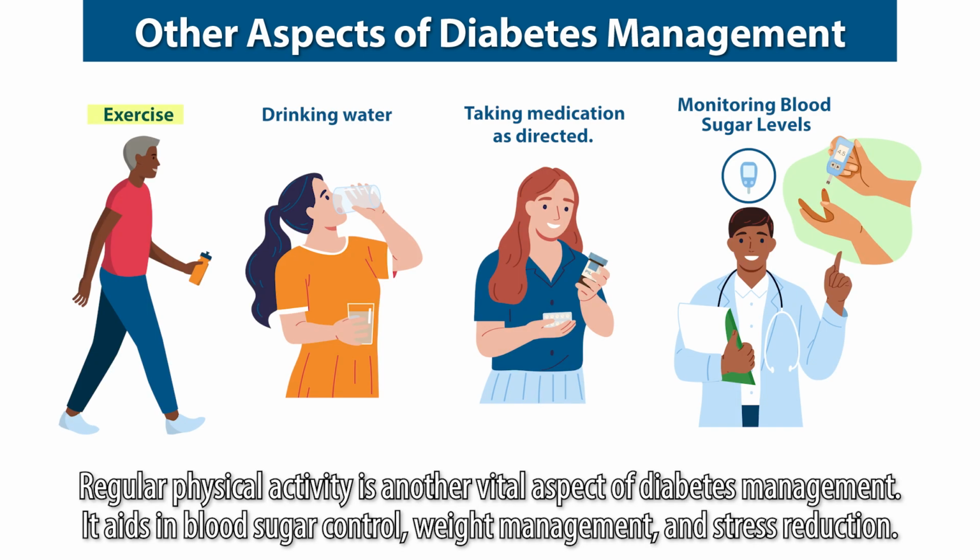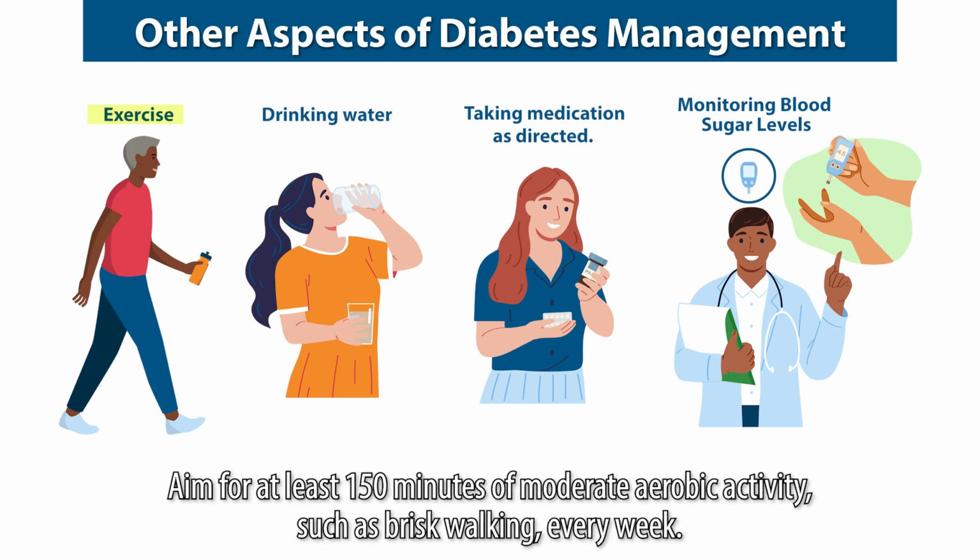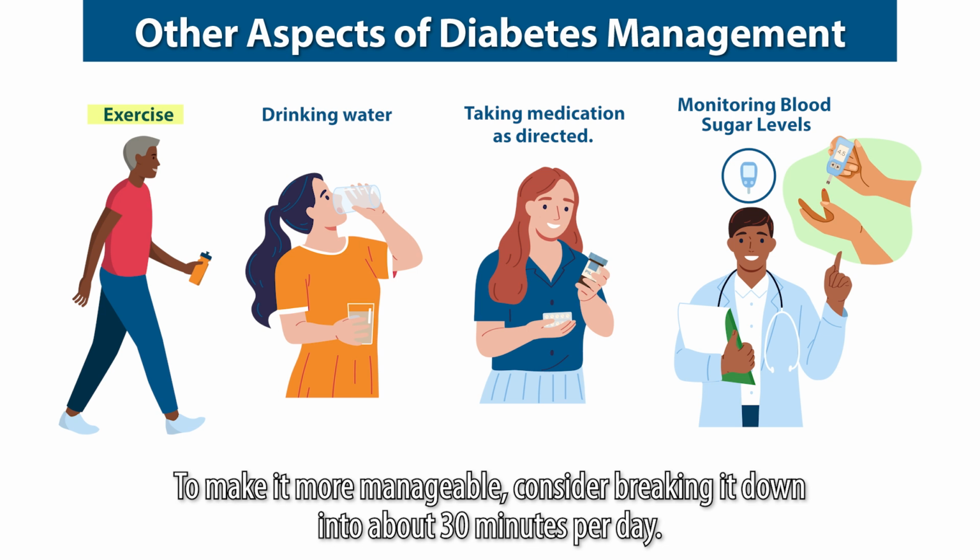Regular physical activity is another vital aspect of diabetes management. It aids in blood sugar control, weight management, and stress reduction. Aim for at least 150 minutes of moderate aerobic activity, such as brisk walking, every week. To make it more manageable, consider breaking it down into about 30 minutes per day.